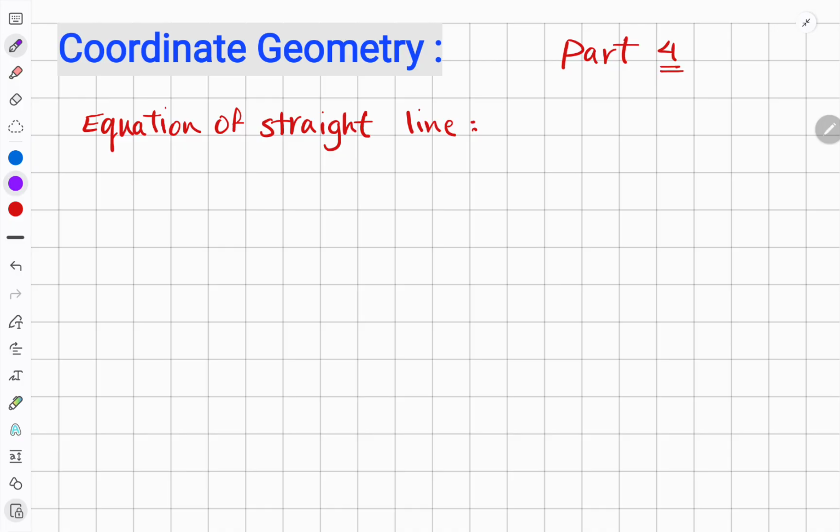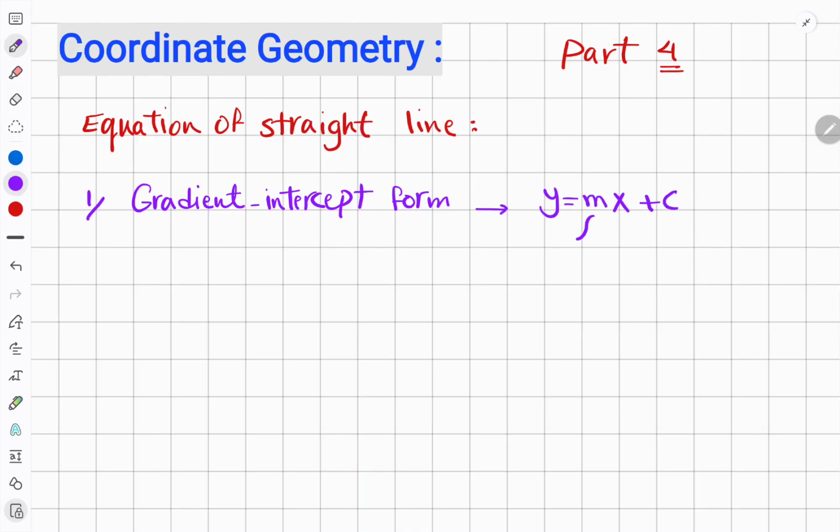The first form is the gradient-intercept form, which is y equals mx plus c. In this equation, m is the gradient of the straight line, and c is y-intercept. I talked about the meaning and the definition of gradient and y-intercept in previous sessions.